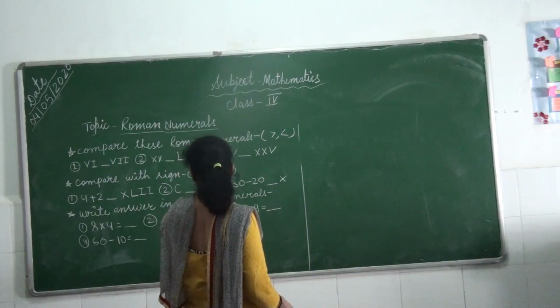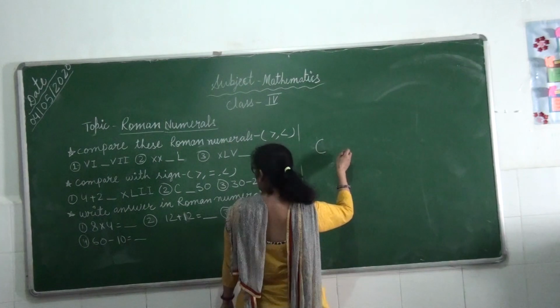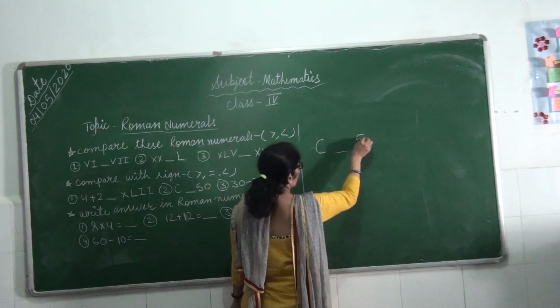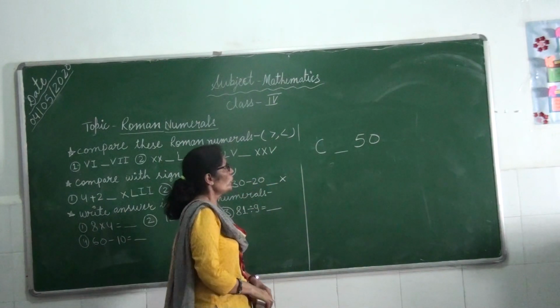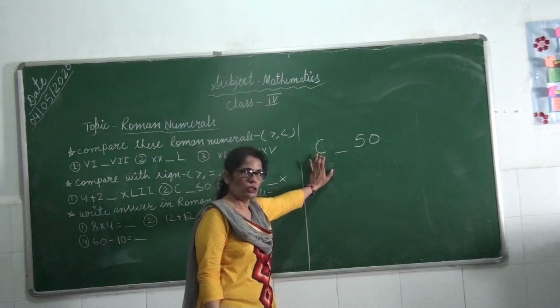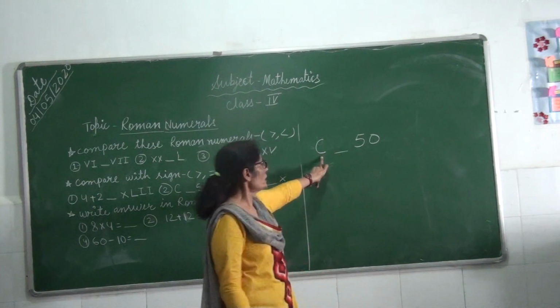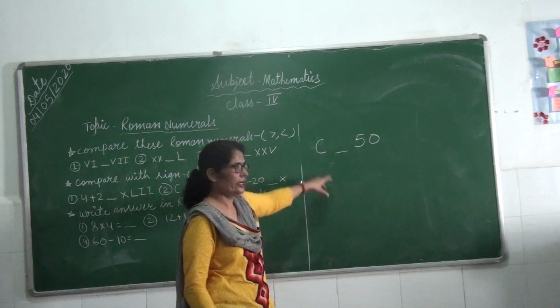Now another one we can see here. C and 50. You know what C stands for? C is also 100. C stands for 100. C कितना होता है? C means 100.